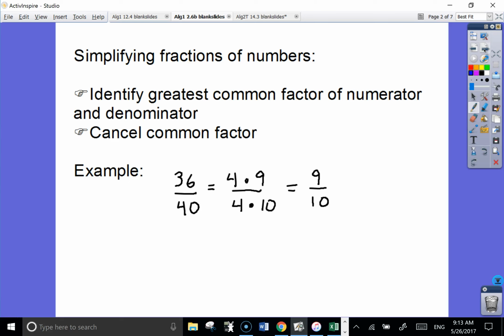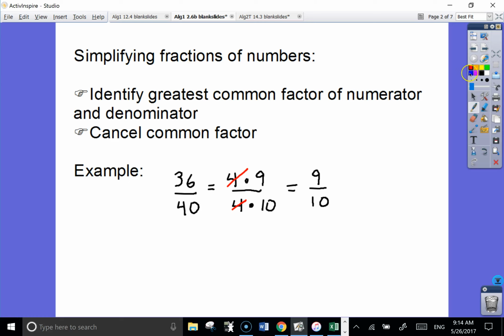When we simplify fractions of numbers, the first thing you have to do is identify the greatest common factor in either of the numbers. You may not write down this step where you show 4 times 9 and 4 times 10, but in the end, you're thinking like that. What is the number that both have in common? It's 4. Once you've identified that common factor, you cancel it. You're allowed to cancel common factors in the numerator and denominator. What you're left with is the simplification, in this case 9 over 10.